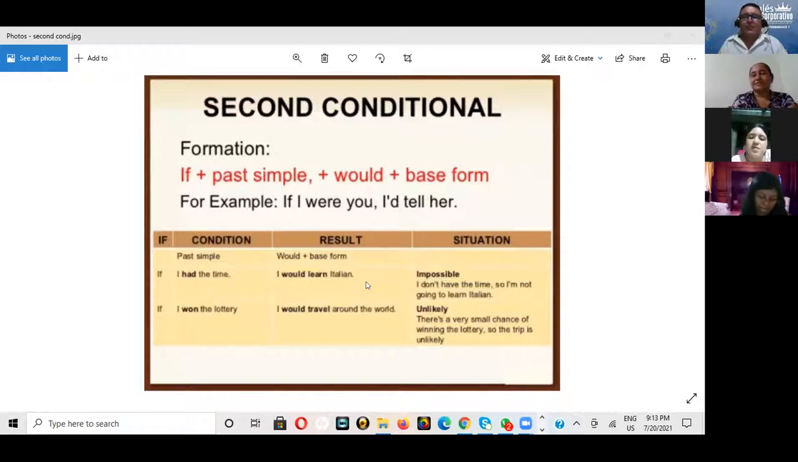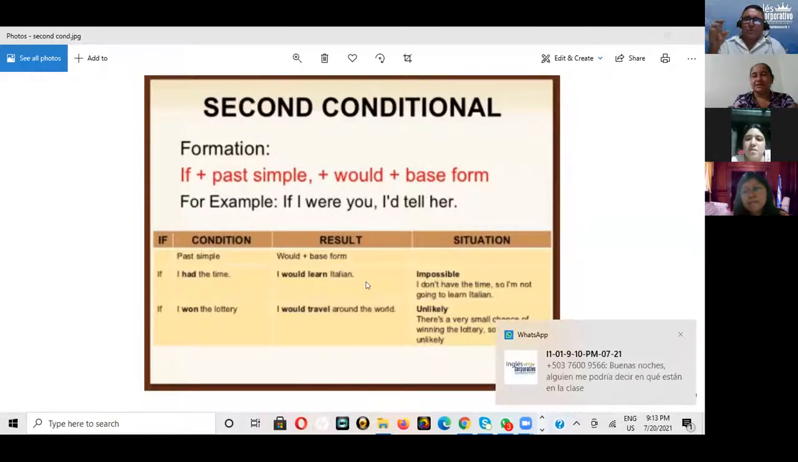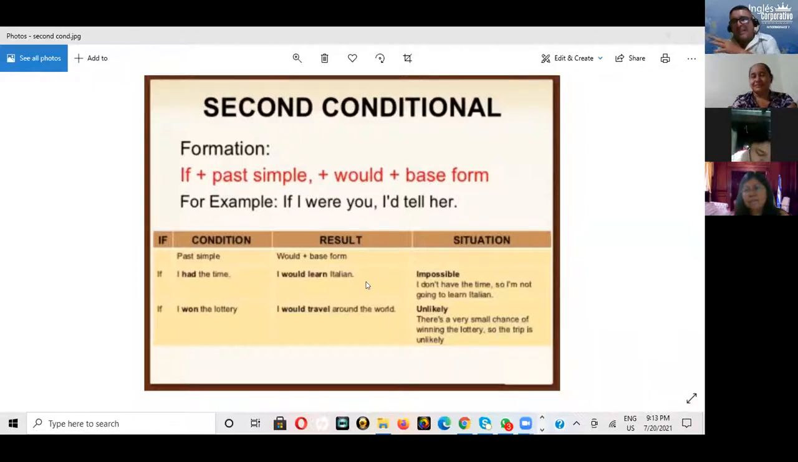Now, listen to this. How do you say, si yo estuviera en México? If I were, listen to this, this is the structure. Listen carefully. For English grammar, you have a rule, but there is always an exception. So what is the exception here? You're going to use were with all personal pronouns. Was does not exist.